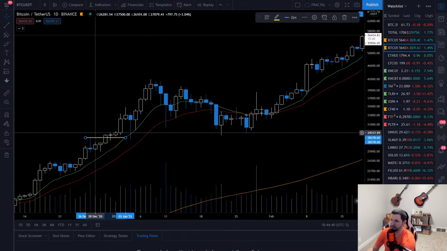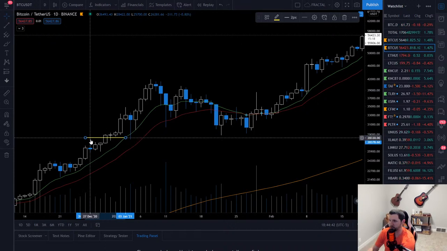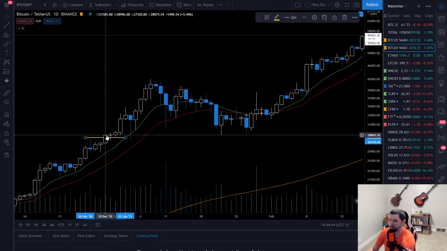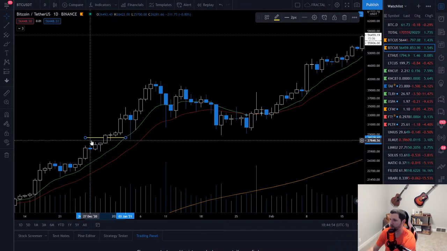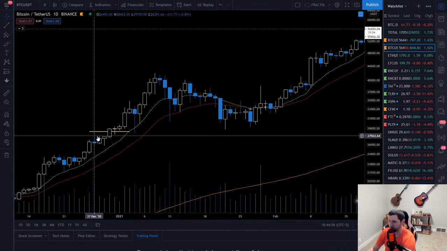And when you see these shooting star dojis broken above and closed above, that's a good sign that you're going to get a strong move upwards. So you can use that to trade different time frames. But again, a lot of new traders get really set on one direction and they're like, oh, that's a shooting star doji. We're going to go down. We have to go down.